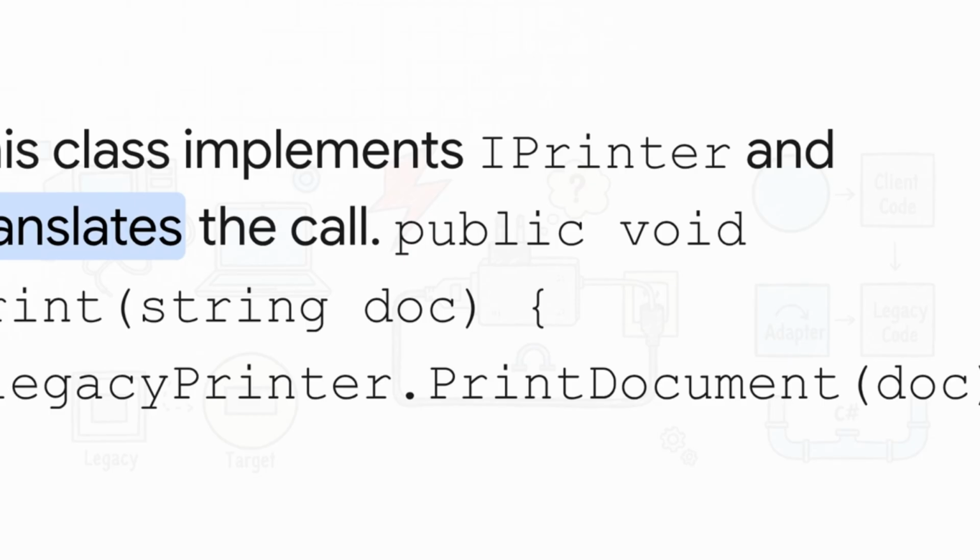You'll see it implements the iPrinter interface, which is exactly what our new system wants. It has that print method. But look inside. It doesn't actually do any of the printing work itself. All it does is take the call, turn around, and pass it straight to the print document method on our legacy printer. It's just a clean, simple, and beautiful translation layer.